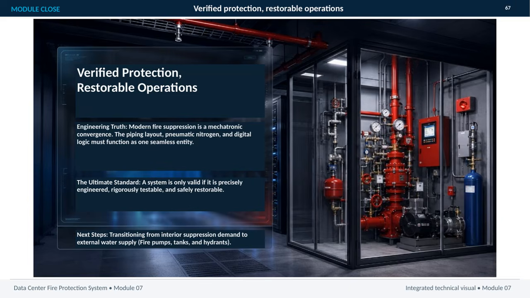Modern fire suppression is a mechatronic system, where piping, pneumatic nitrogen, and digital logic have to function as one seamless entity. That means the design must be precise, the performance rigorously testable, and recovery safely repeatable. The next step is to move beyond interior suppression demand and examine the external water supply, including fire pumps, tanks, and hydrants.